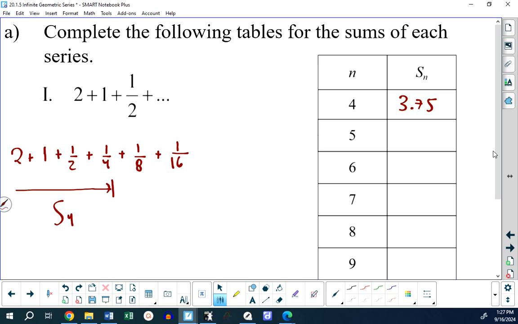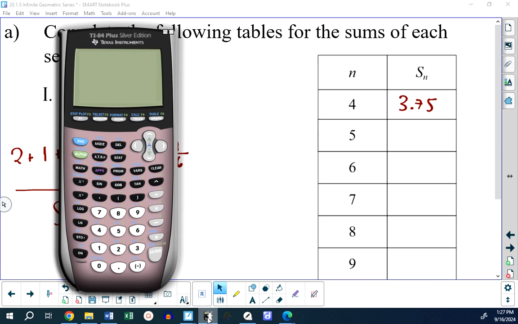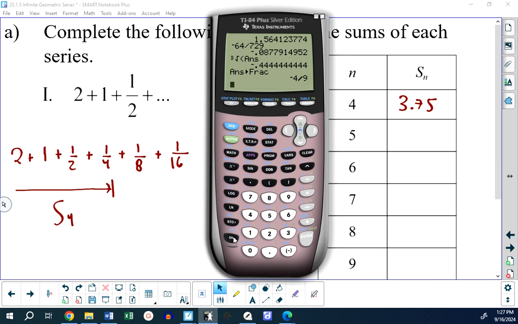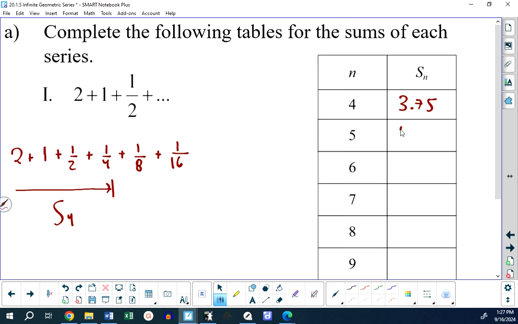So if I want to find S5, I have to take that 3.75 and add what turns out to be 0.125. Okay? 1 over 8 is 0.125. So 3.75 plus another 0.125 gives me 3.875. But I hope everybody understands how tedious this is going to get. Tedious means just tiresome, wearisome. Why would we do this?